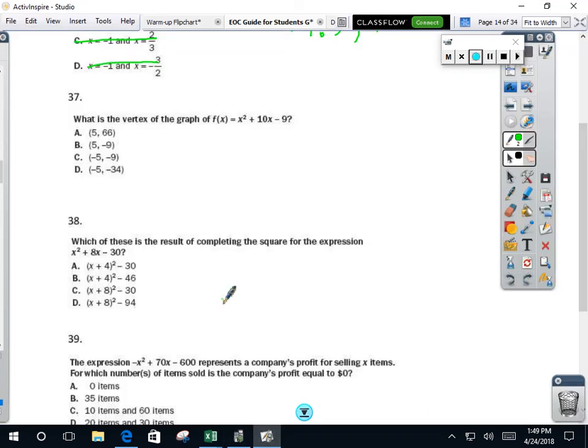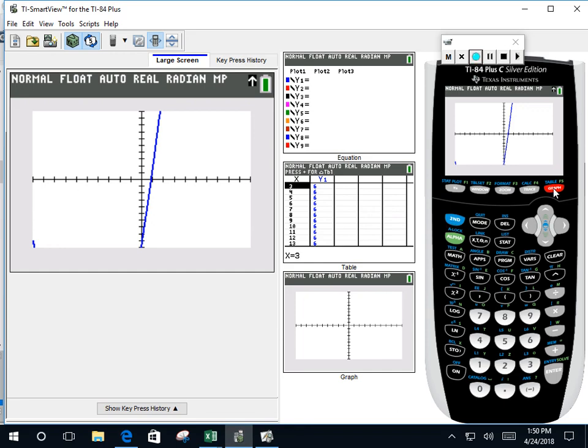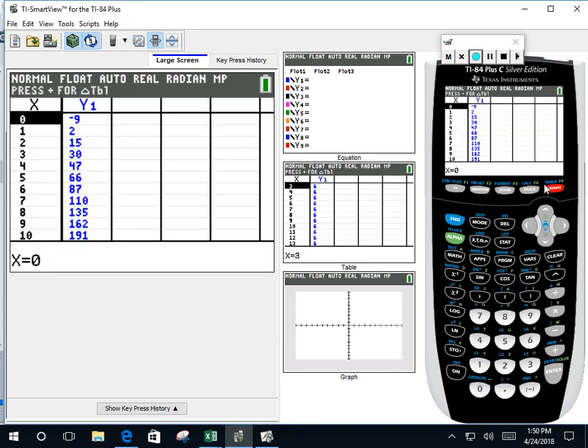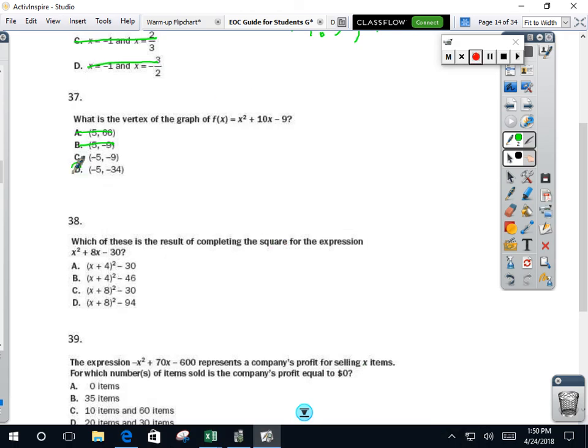So by just knowing that it's negative rules out A and B. So it's got to be -5, -9, or -5, -34. And it's not on the graph, and 9 is, right. So you know when you go to -5, it's got to be at -34. Because look, there's -9 right there at 0. That's the y-intercept. -5's at -34. All right.